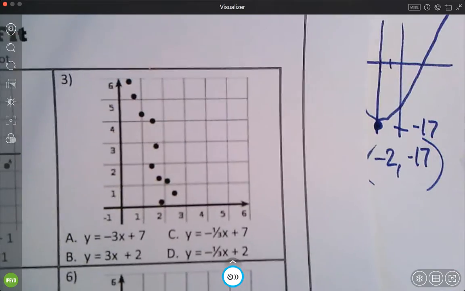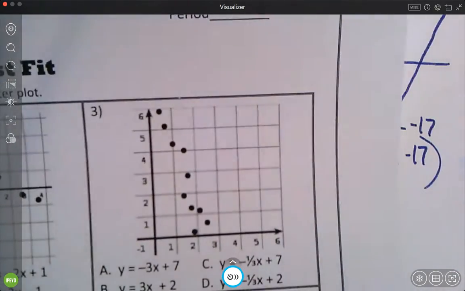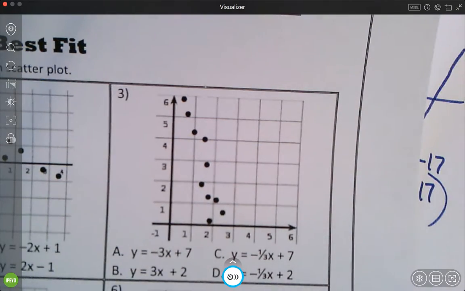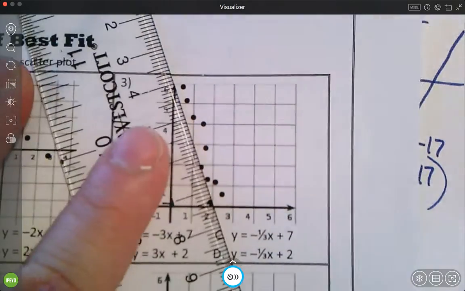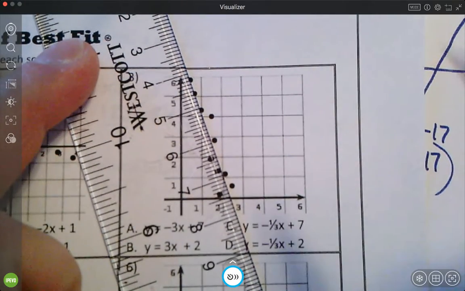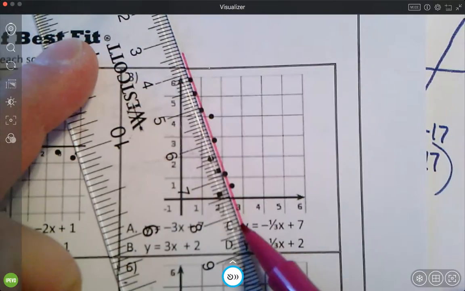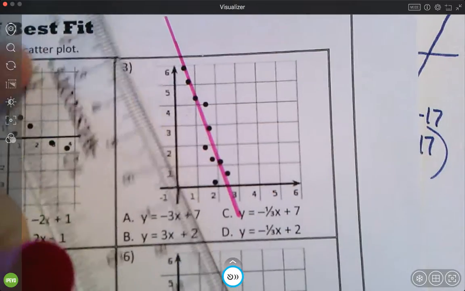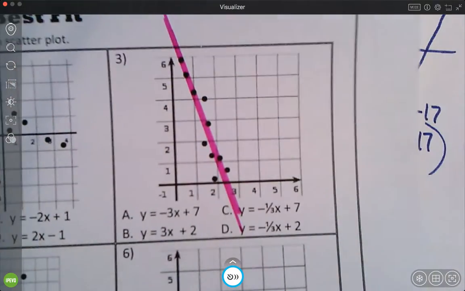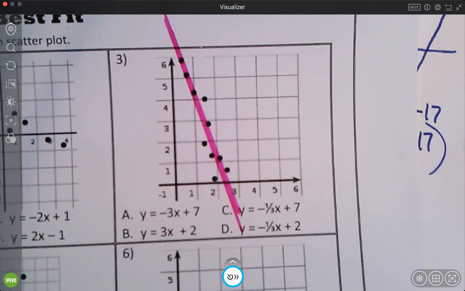So let's look at number three here. I'm going to do number three and number 10 as examples. So you can see here there's a line of best fit. This is definitely a negative correlation. So if I was to make my line of best fit with a ruler, some above, some below, maybe go like that roughly. I don't know. Maybe like that. So let's see our multiple choices that make the most sense for this line of best fit that I just created.